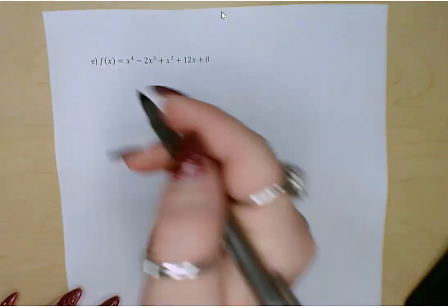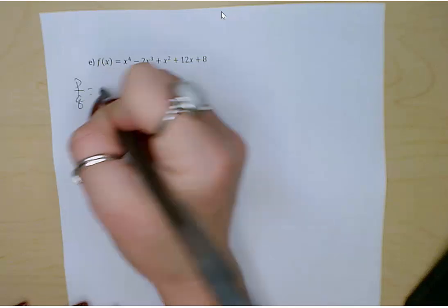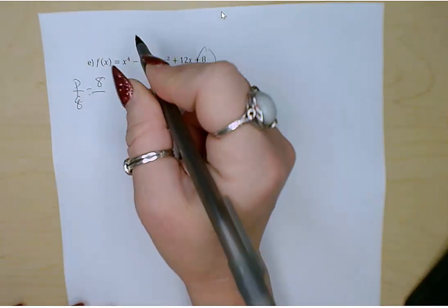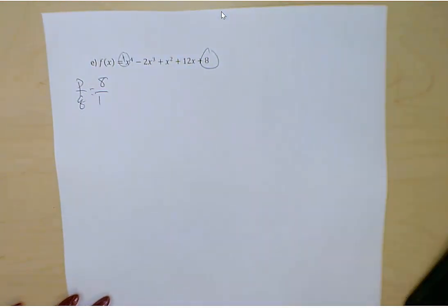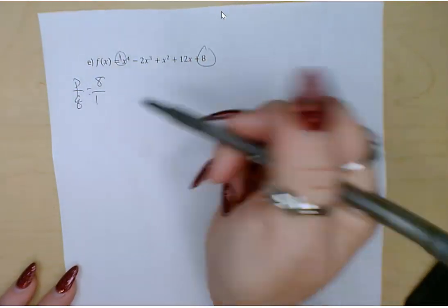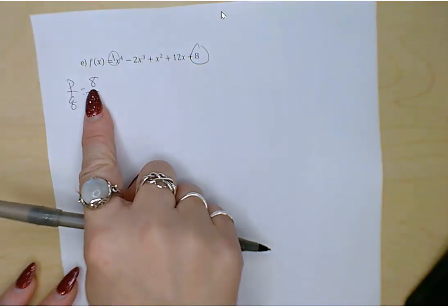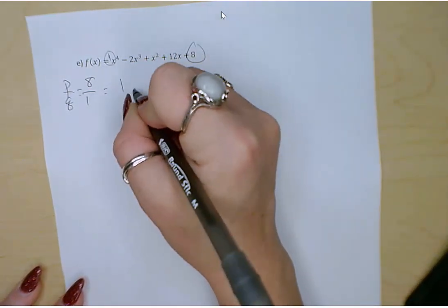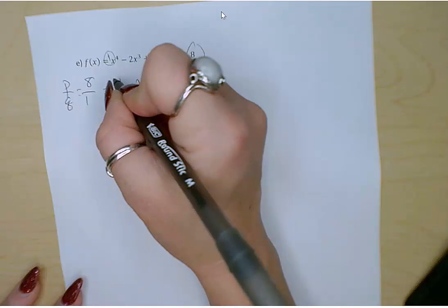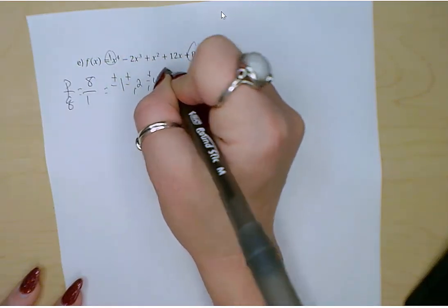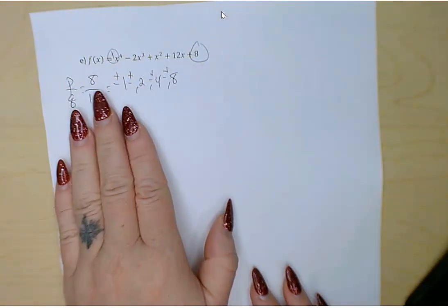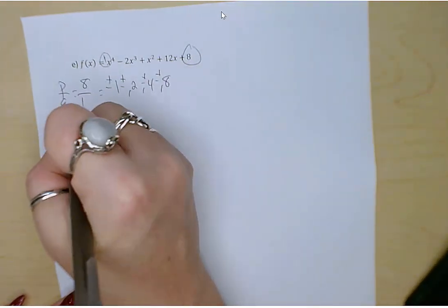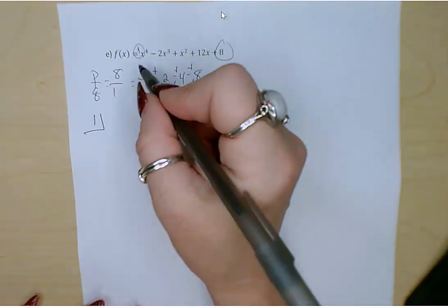So let's go ahead and get started here. So P over Q, and P is our last number, Q is our first number, so that's going to be a 1. Again, if your denominator is a 1, we're just looking at our numerator. All the factors of 8 are 1 times 8, 2 times 4. Plus or minus for each one of those. So we have 8 possibilities. Let's start with the 1 and see what happens.